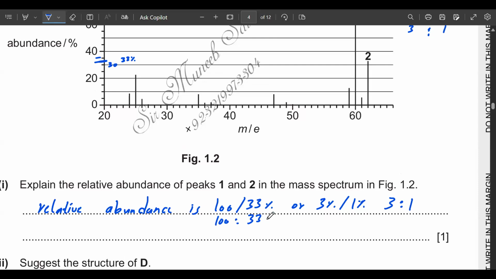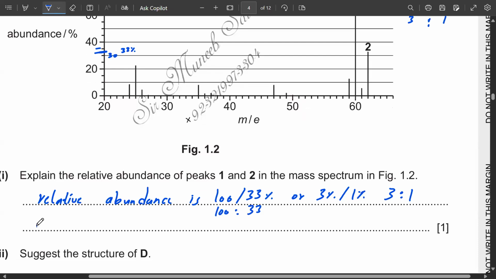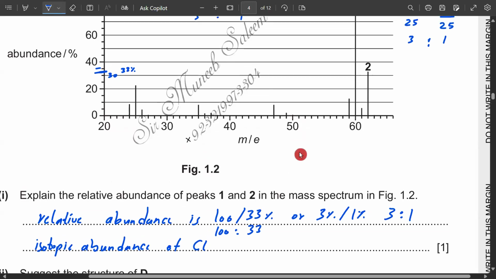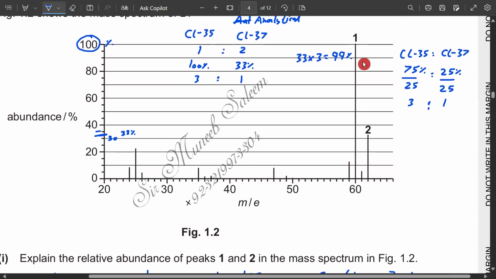Because it is because of the isotopic abundance of chlorine. There is a chlorine atom there. This 3 ratio 1 is because of the presence of the chlorine atom, isotopic abundance of chlorine. And one more thing which you should remember, we are getting only 2 peaks here, which means there is a presence of only one chlorine atom. There is only one chlorine atom.